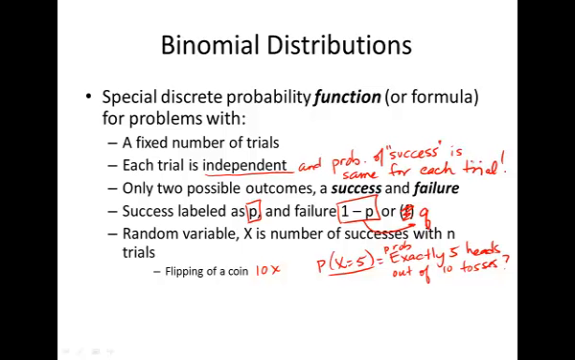You might think the answer is 50%, but it's not at all 50%. It turns out that the answer is 24.6%. So you might wonder, well, wait a minute, 5 is half of 10, right? So why wouldn't it be 50%? Well, that's what we're going to talk about with the binomial.